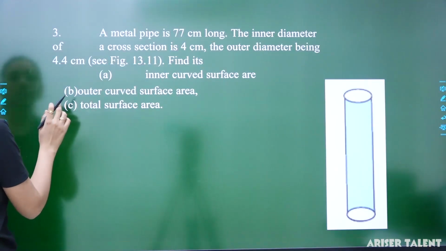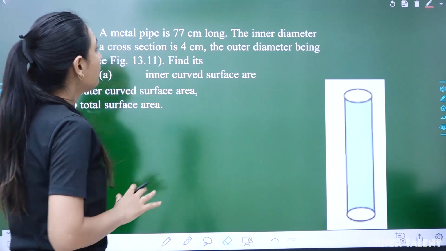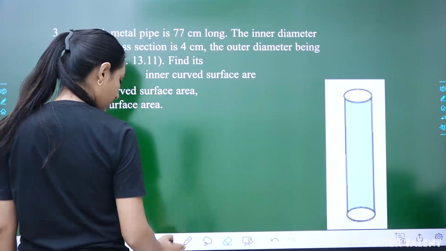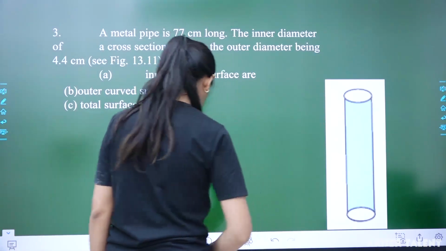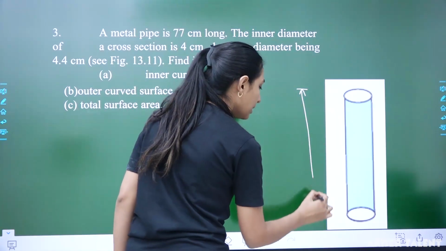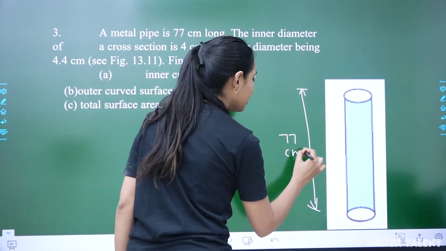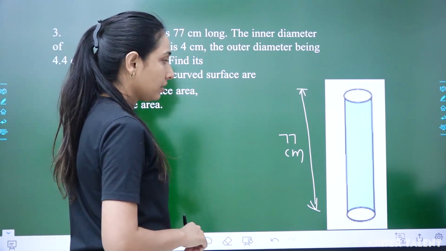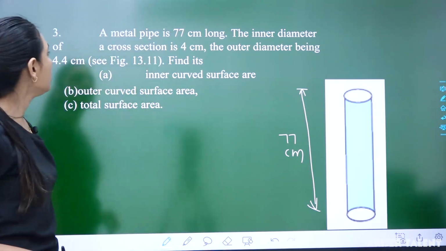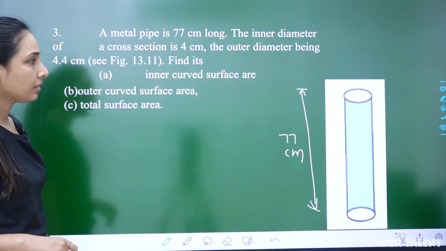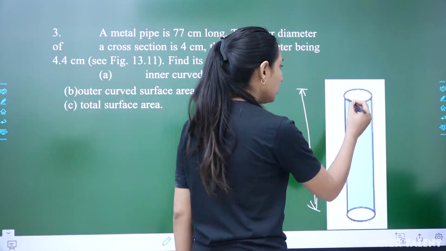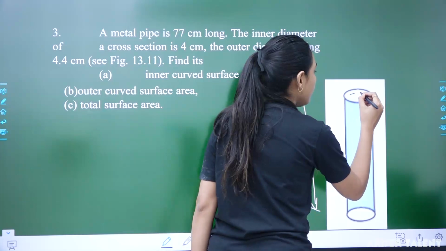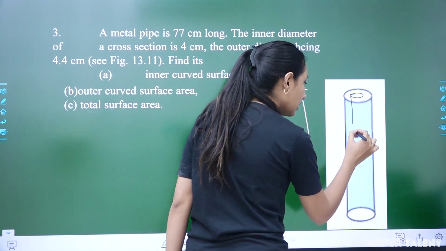Now the next question. You are having a metal pipe which is 77 centimeters long. The inner diameter of the cross section is 4 centimeters, and the outer is 4.4 centimeters. So here we are having two things, one is inner and the second is outer. So here is one more cylinder, let's suppose here.